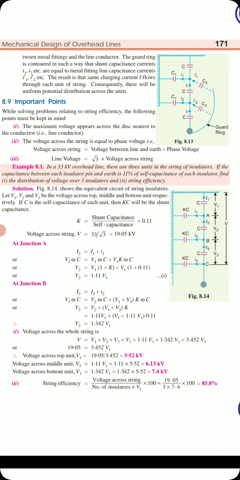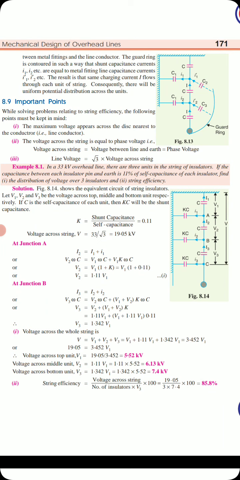V2 omega c. So we know that V2 is equal to 1.11 V1 by putting the value of k. Actually, we know the equation that V2 is equal to V1 into (1 plus k), where k is 0.11. You put that value, you will get V2 is equal to 1.11 V1. At junction B, once again you apply the KCL.